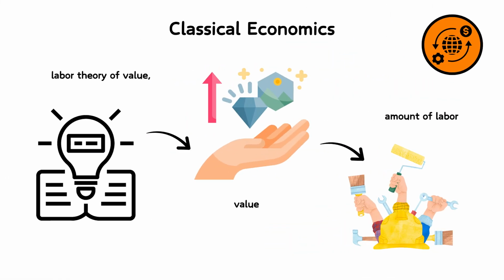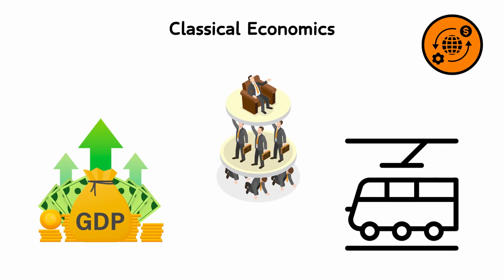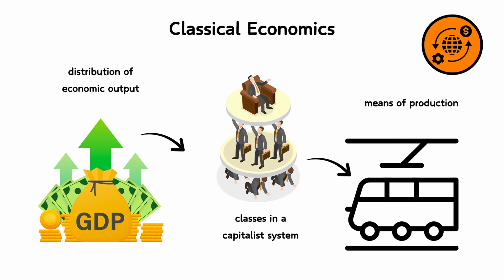David Ricardo's labor theory of value, which posits that the value of a good is derived from the amount of labor required to produce it, also plays a crucial role in classical economics. This idea influences how we understand the distribution of economic output among different classes in a capitalist system, primarily benefiting those who own the means of production.